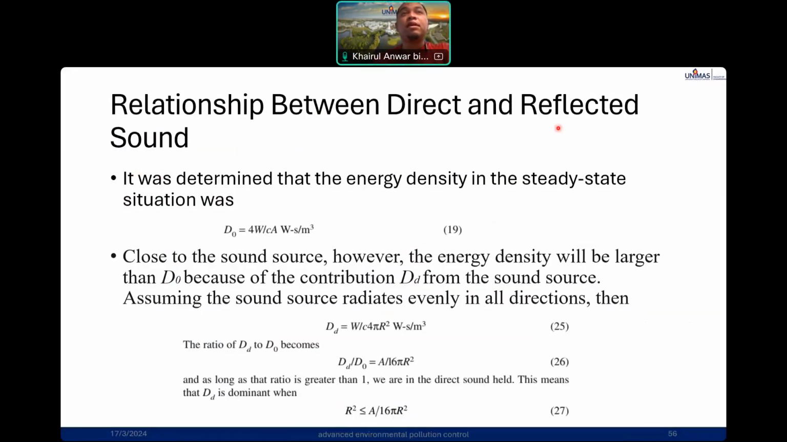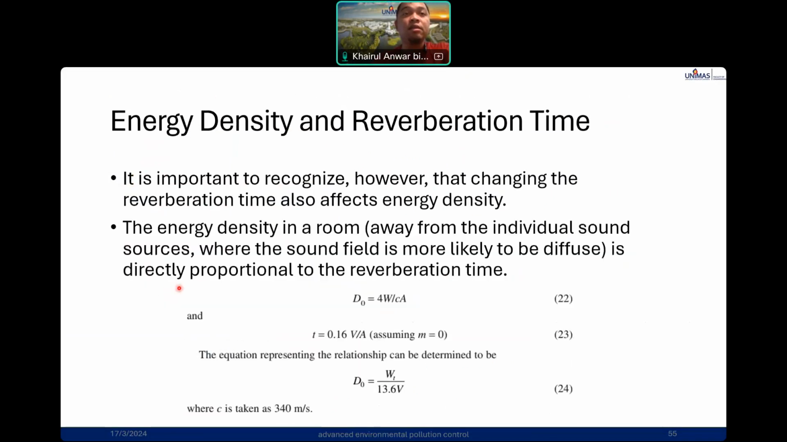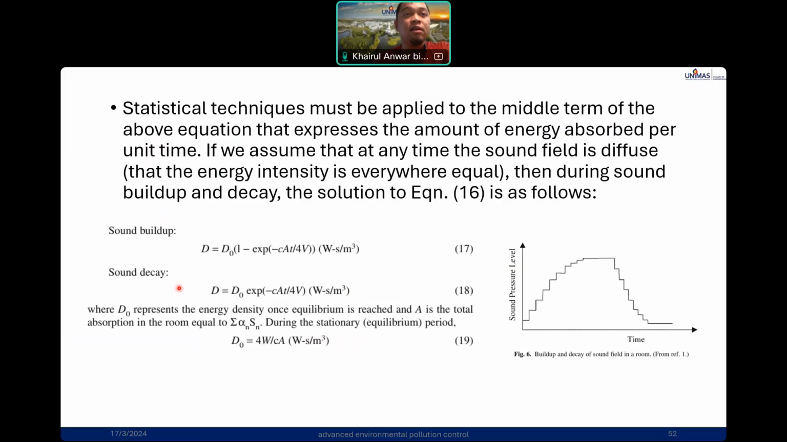Relationship between direct and reflected sound: it must mean that the energy density in the steady state situation was D naught equal to 4W over CA. Close to the sound source, however, the energy density will be larger than D naught. D naught is the energy density once equilibrium is reached.